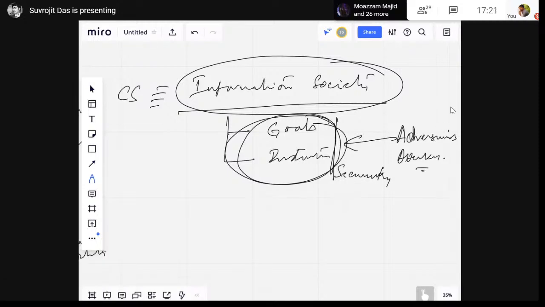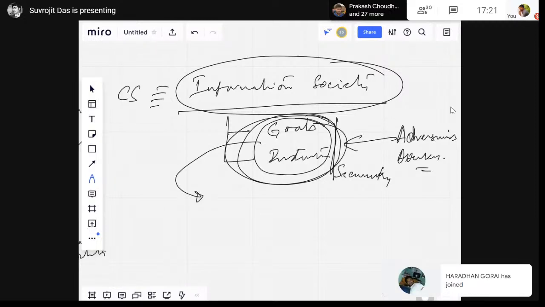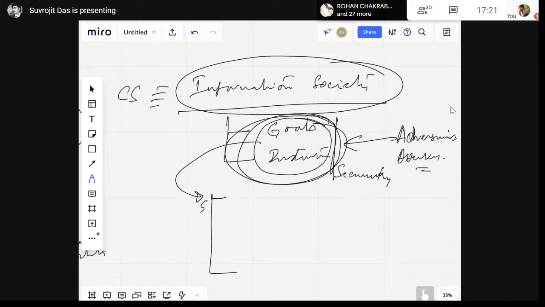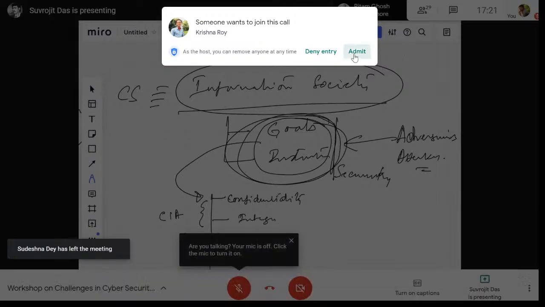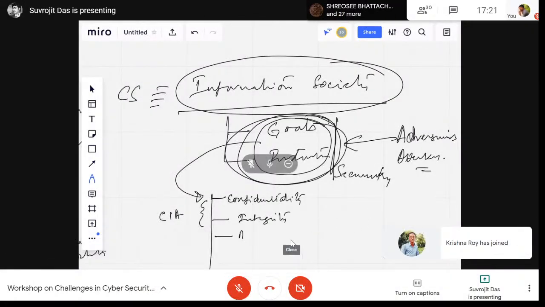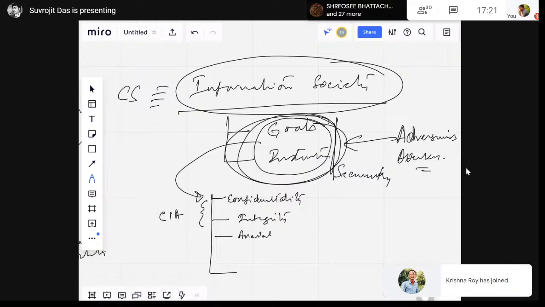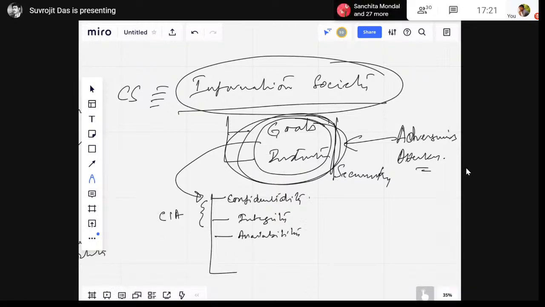And we also defined in the first lecture what these goals and interests look like and how they can be named. First of all, what comes to mind is the CIA: confidentiality, integrity, availability. These are the basic goals that we should have in mind when we do some computation.